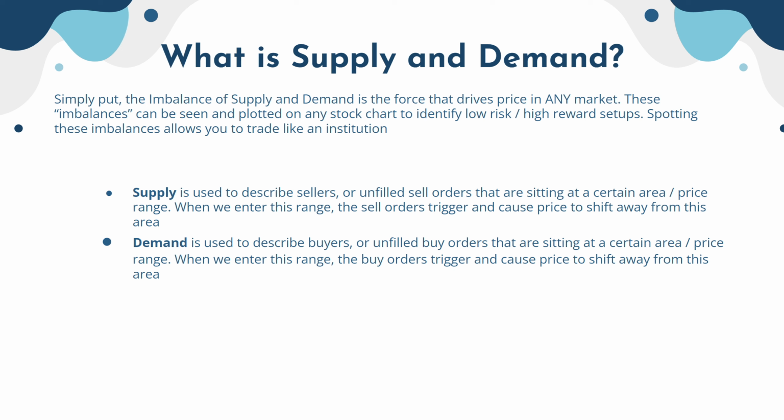So supply is used to describe sellers, right? They're unfilled sell orders that are sitting at a certain area or a certain price range, and whenever we enter that range, all these sell orders trigger and price goes away from this area. That makes it supply. The exact opposite is demand, right? Demand is where there's buyers sitting at an area, unfilled buy orders. We come down towards that area, those buy orders fill, and you make a move up away from that area. So that's what makes it demand.